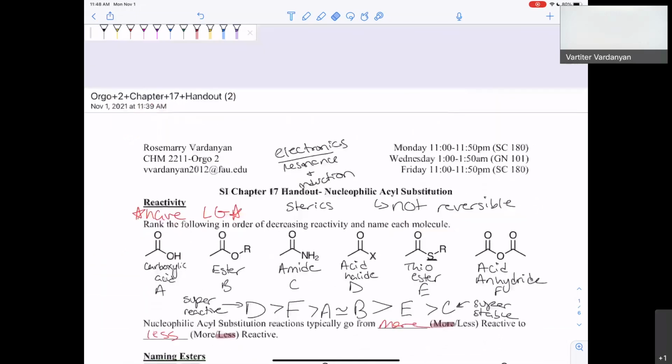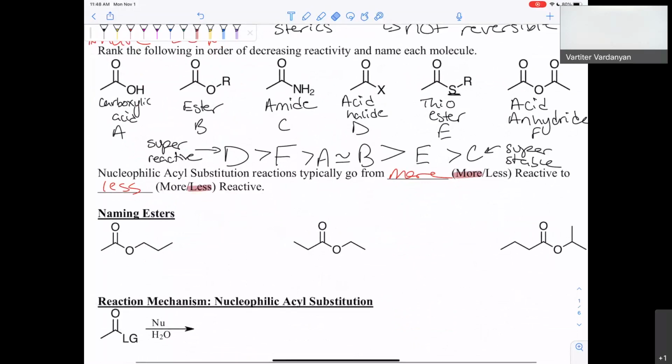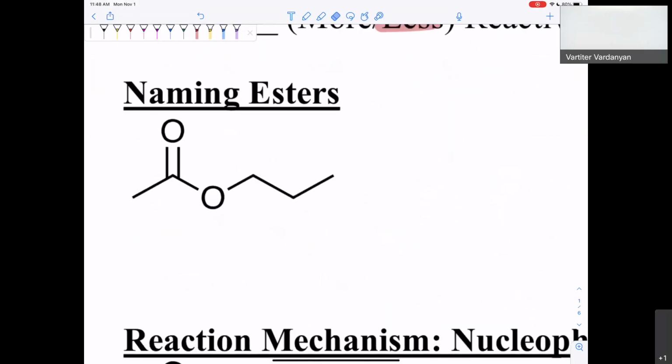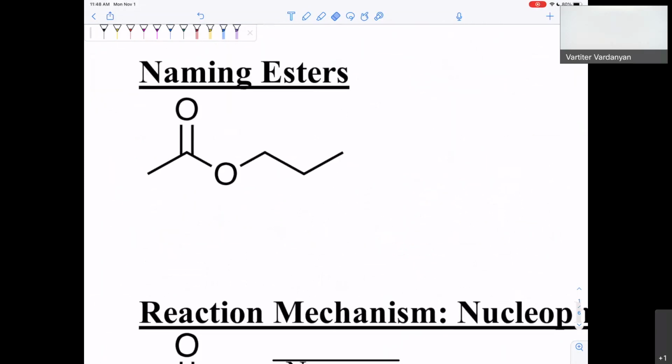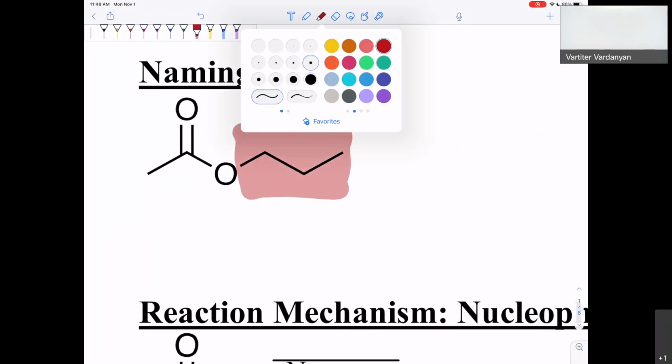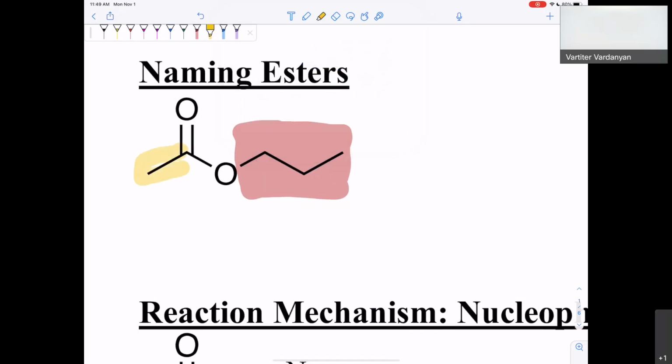I don't want to go into any of this stuff. We could just name esters right quick. So naming esters, we're going to start with this side, and then we're going to name this side. And then we have the name of the functional group.